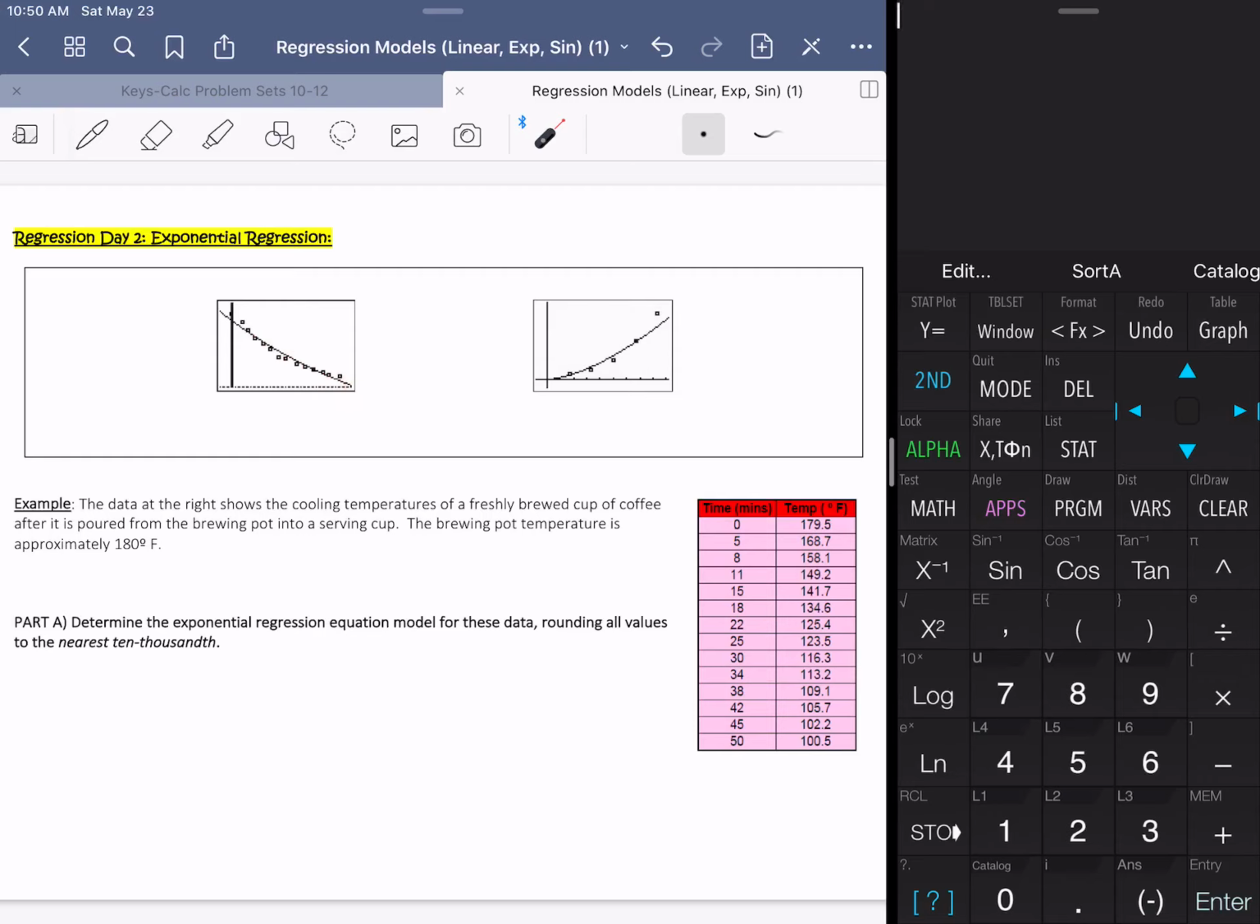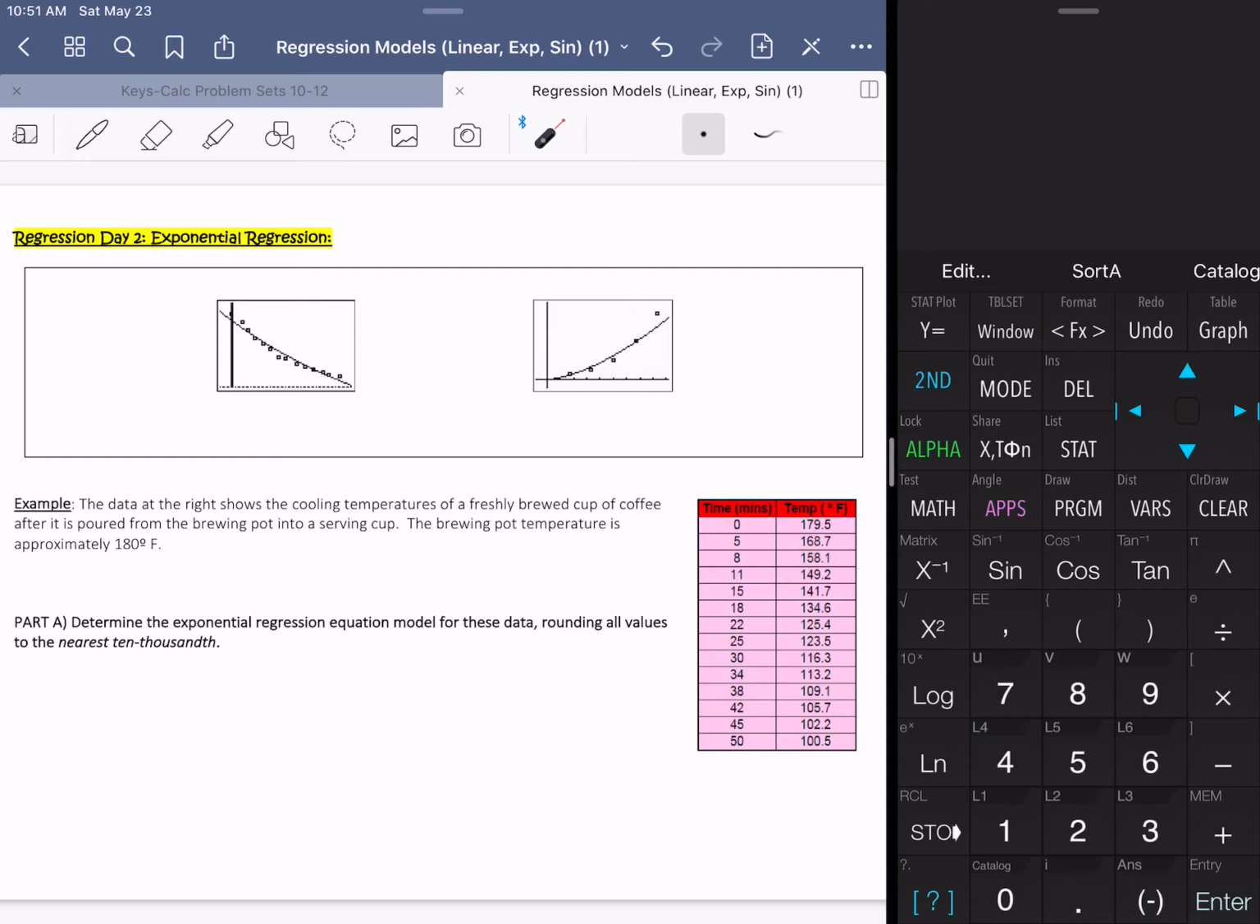So if you can see, I've drawn in a line of best fit for both of those exponential growth and decays. So basically, an exponential regression is a scatter plot that takes the form of exponential decay or exponential growth. It works the same way as what we did yesterday with linear regression. So let's go through an example together.